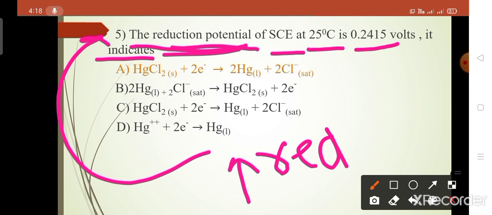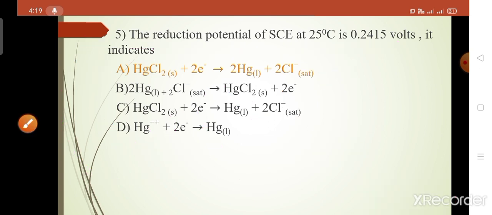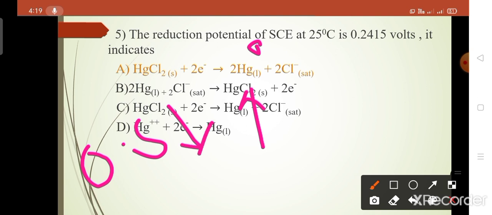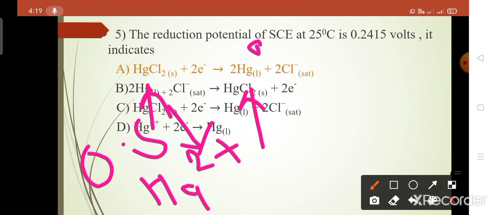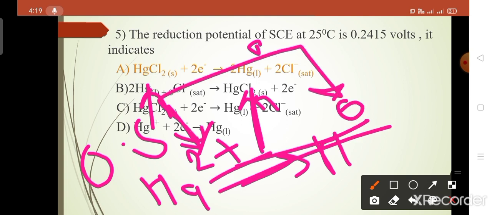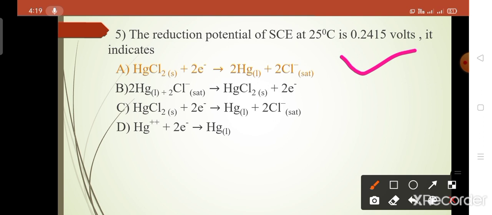Now, the first option is correct, because in Hg2Cl2 the charge on Cl is -1, so the oxidation state of mercury is Hg+. Here the oxidation state of Hg is 0, and we know that in the reduction reaction the oxidation state decreases. So the oxidation state is decreased here from +1 to 0. This is the reaction of a reduction potential, and so the first option is the correct option.